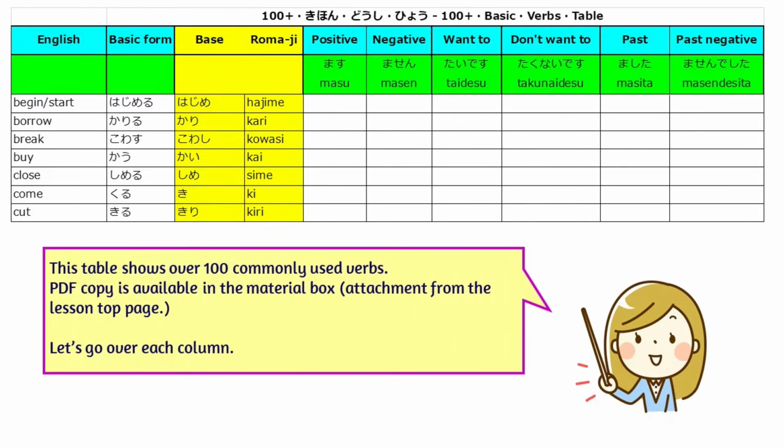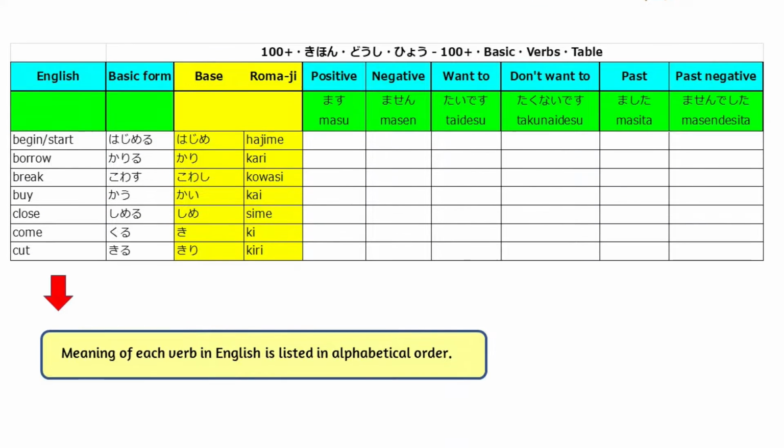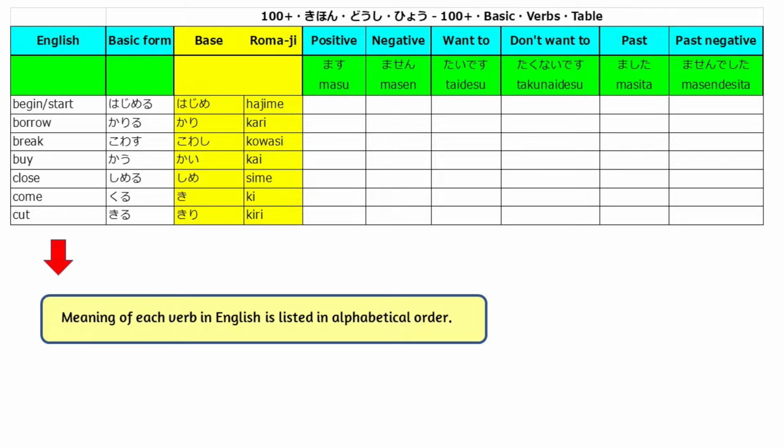This is a portion of the table that includes over 100 commonly used verbs. PDF copy is available in the material box or as an attachment to the lesson. Let's go over each column. In the first column, each verb in English is listed in alphabetical order.